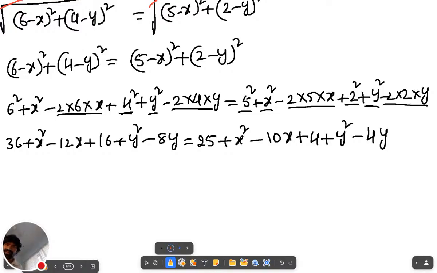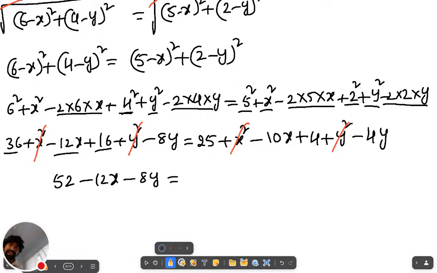Left side x square, right side x square gets cancelled; left side y square, right side y square gets cancelled. Now what do we have? Let's add the numbers on the left side. 36 plus 16 is 52. So the left side numbers addition is 52. Now minus 12x minus 8y.